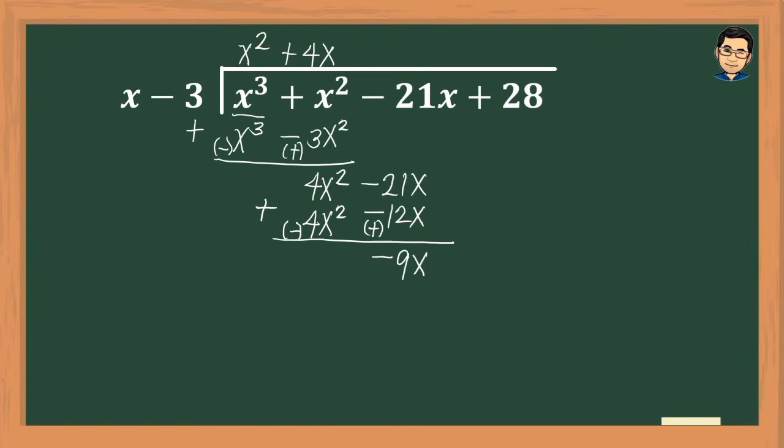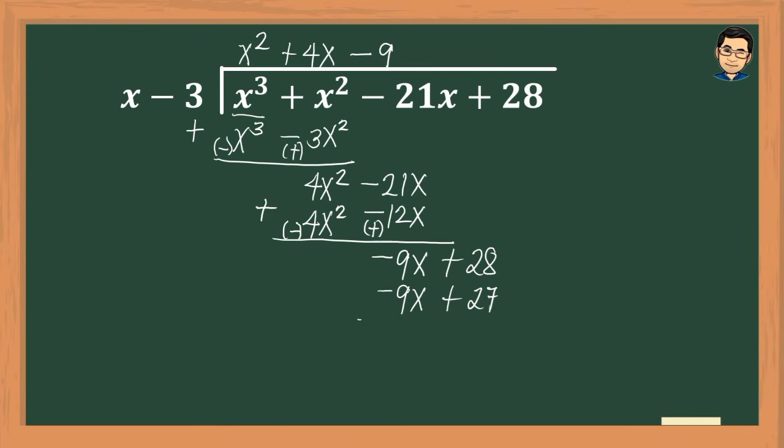Okay. Next, we bring down 28. Finally, negative 9x divided by x. So, x will be cancelled. So, ang natira na lang po is negative 9. And then, ibalik natin, negative 9 times x, that is negative 9x. Negative 9 times negative 3, so that is negative times negative, that is positive.